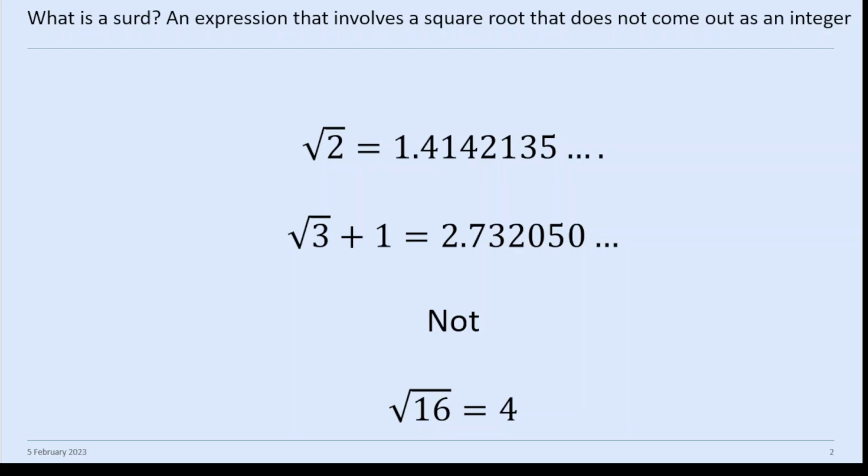It's 1.414213 dot dot dot. It goes on forever, so it's not an exact whole number. The square root of 3 is 1.732050 dot dot dot. So square root of 3 plus 1 is 2.732050. But again, it's not exact. So square root of 16, you could say that's a surd, but you can immediately calculate it just to be 4. It's not really a surd.